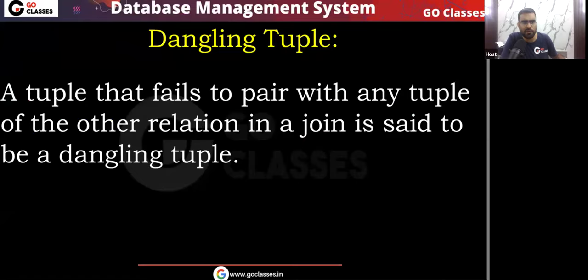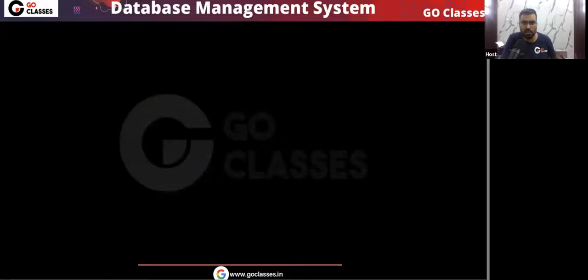What is a dangling tuple? We have already seen: a tuple that fails to pair with any tuple of the other table. A tuple that is failing to match with any tuple of the other table is called a dangling tuple. This we have seen. Now let's move on.